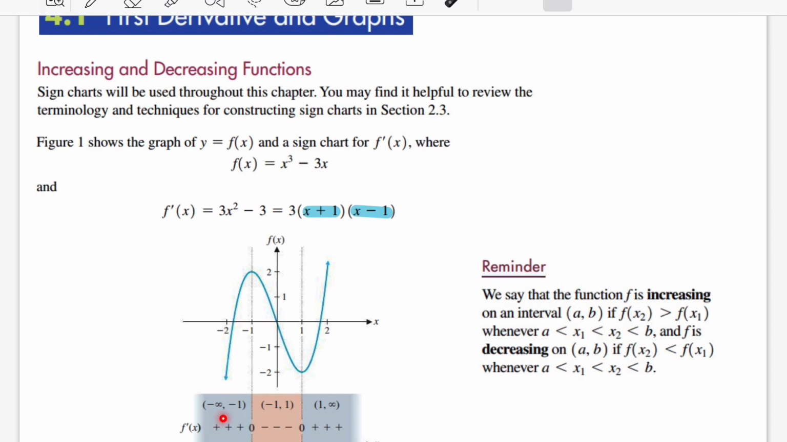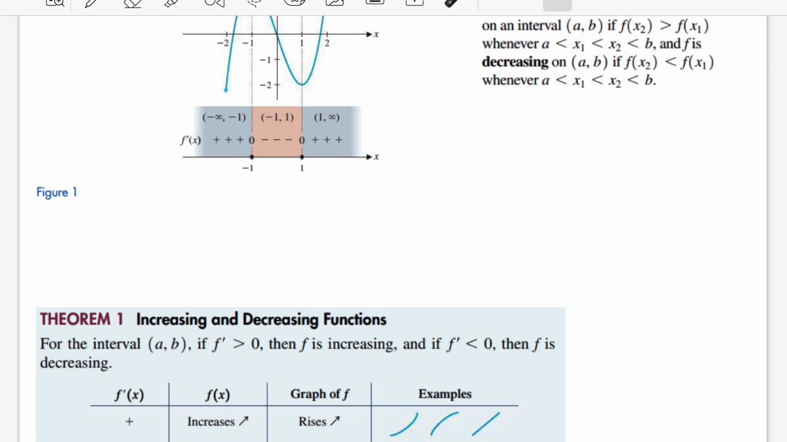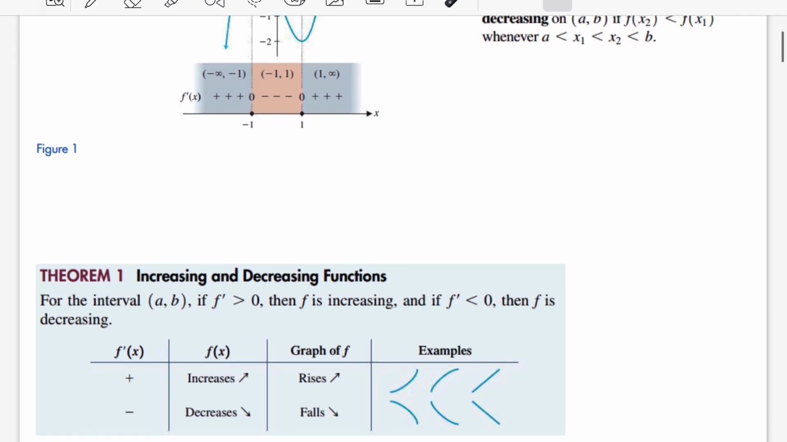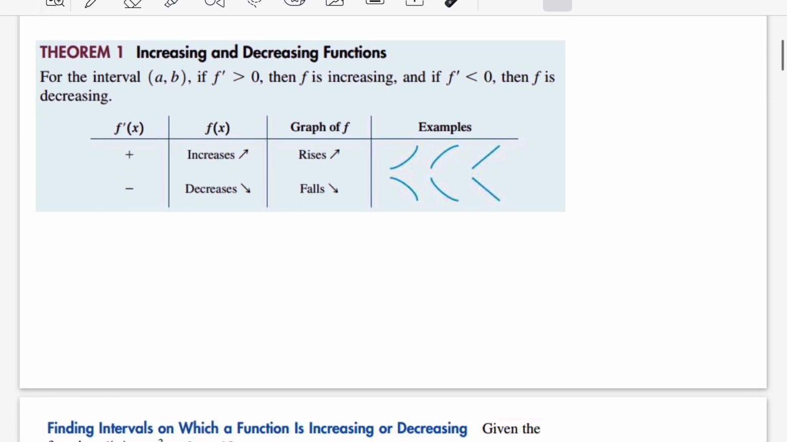Right? And then if we look at the sign chart that was constructed here, we see that where our f of x is increasing, our derivative is positive, and where it's decreasing, our derivative is negative. So that brings us to this theorem here. If we have some interval a to b, if our derivative is greater than 0, then our function is going to be increasing, and if our derivative is less than 0, so negative, then our function is going to be decreasing. And so that's given by this chart here. All right, so we'll use this theorem in the next several examples.